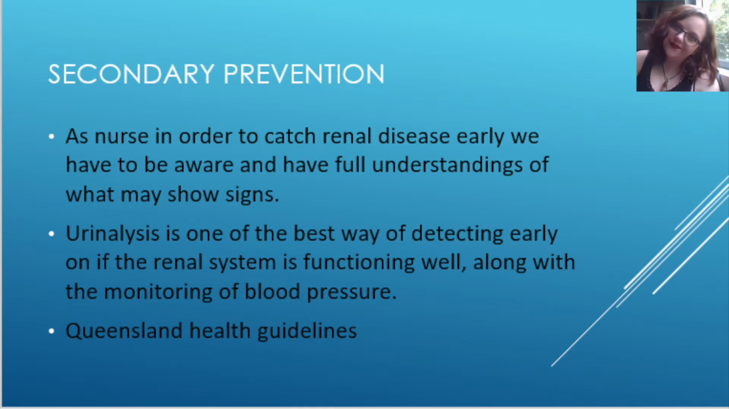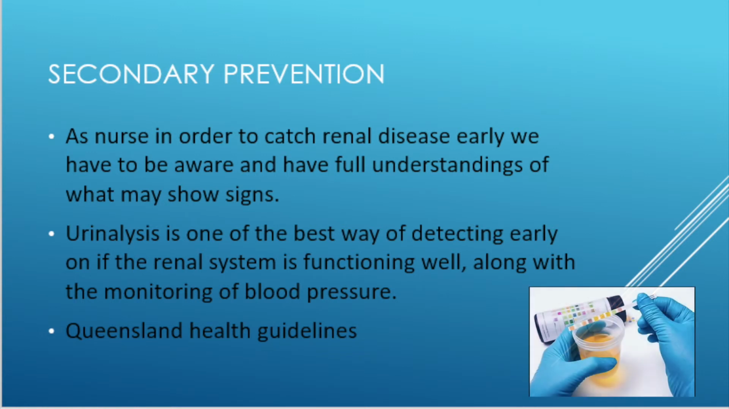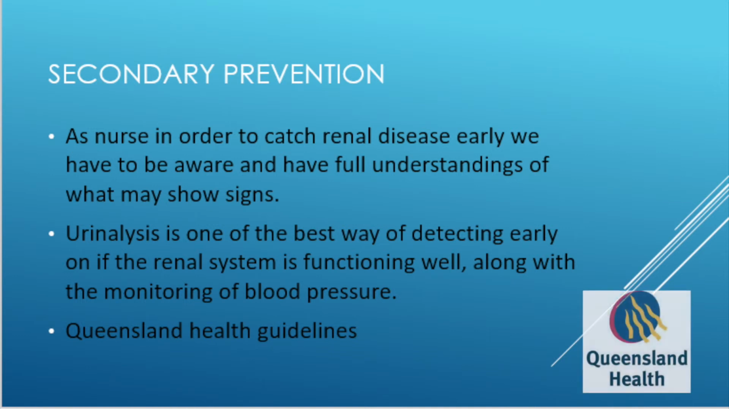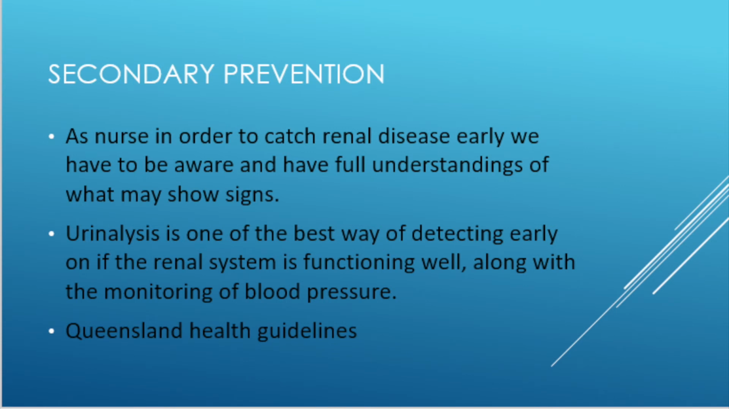The secondary prevention is catching the disease early, which means it can be slowed or even reversed. As a nurse, in order to catch renal disease early, we have to be aware and have full understanding of what may show signs. Mentioned by Dr. Scott, urinalysis is one of the best ways of detecting early on if the renal system is functioning well, along with monitoring blood pressure. As mentioned by Nurse Ben in the strategies, there are several Queensland health guidelines available to follow for both urinalysis and blood pressure readings. The way we can help as rural nurses is being competent in those skills and testing required to detect renal disease.